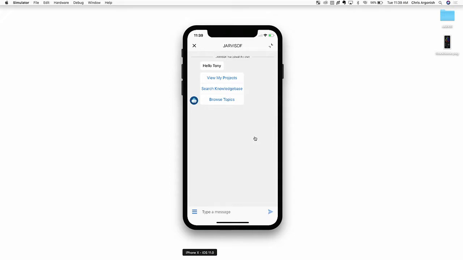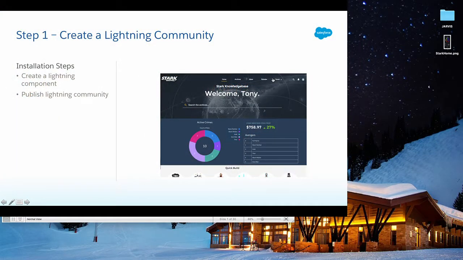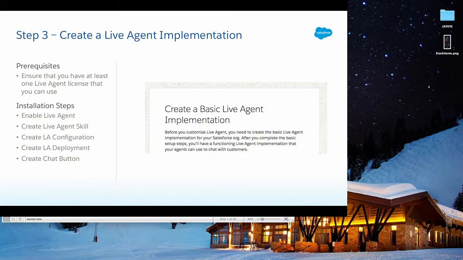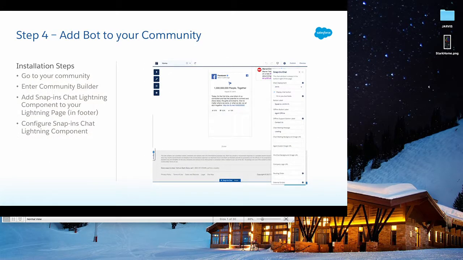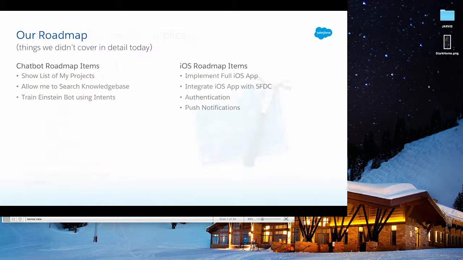It's an end-to-end proof of concept that you can use your own use cases for in your community as well as an iOS app. And all you need to do is write a few lines of code, you configure the rest, and then you really just need one mock-up to make this a real proof of concept for whoever you want to share it with. So that's it. And so we created a community, we created an Einstein bot, we created an implementation of Live Agent, we added the bot to our community, and we created a new iOS app, and then added the bot to that app.